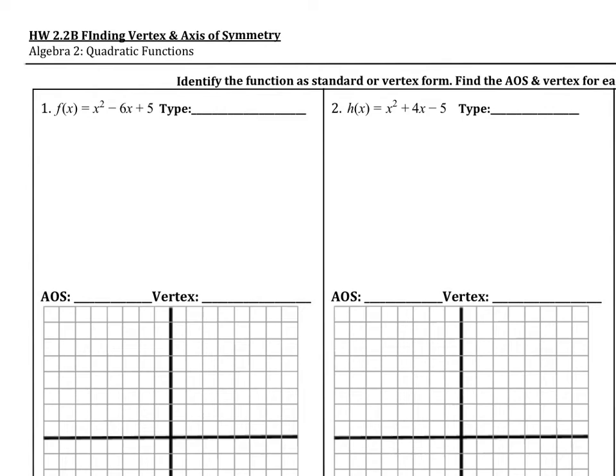So this is chapter 2.2 and it's a homework. I'm going to go over a few of the assignments. So 2.2b, finding vertex and axis of symmetry.